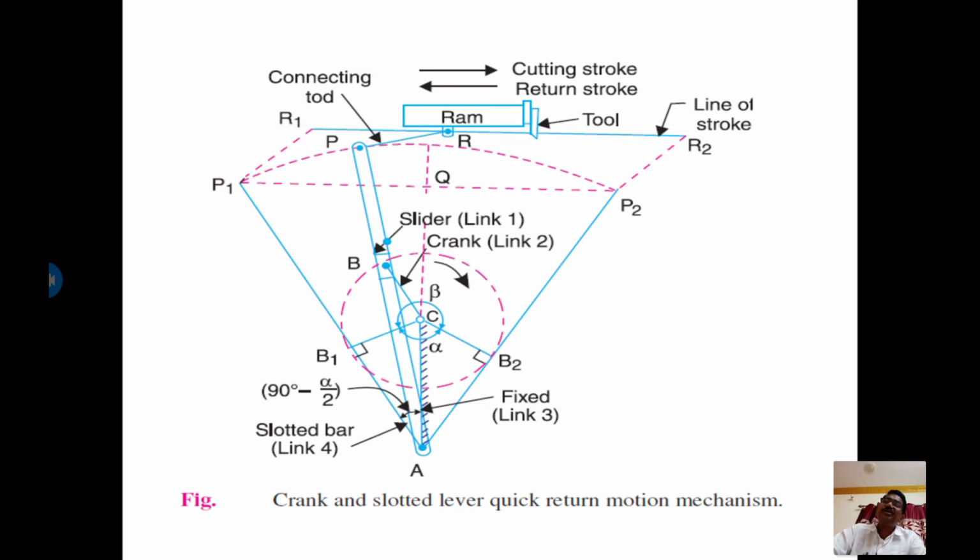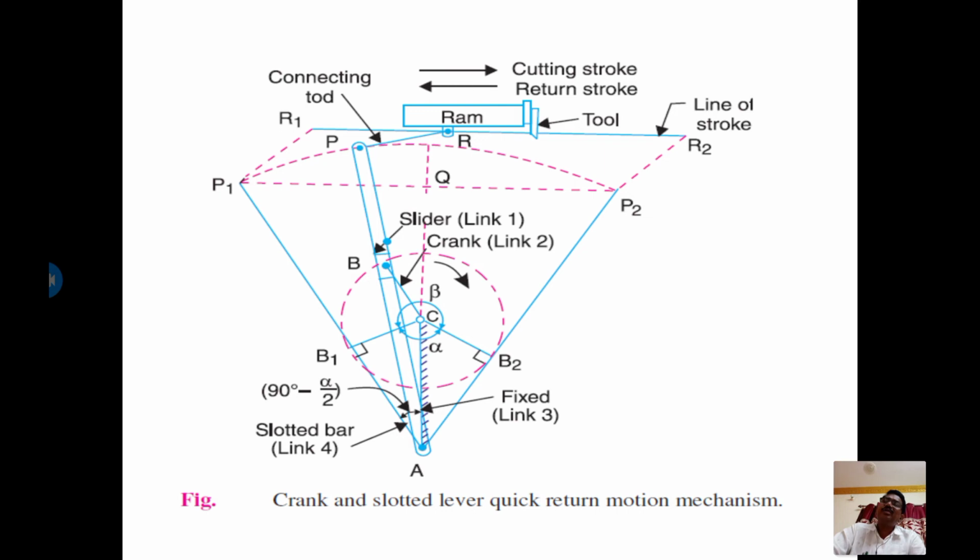So this is the figure you are observing. The fixed link is link 3, the slotted bar is link 4, the piston or slider is link 1 and the crank is link 2. Now we are observing link 3 fixed. As the connecting rod is fixed, the slider reciprocates along the slotted bar. As the crank rotates, the slider slides along the slotted bar, so the slotted bar will be oscillating.